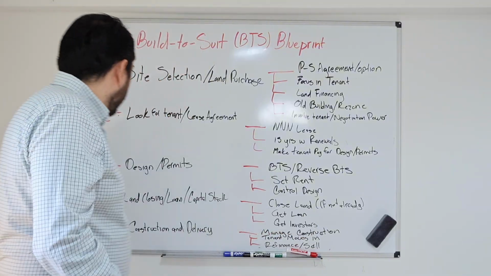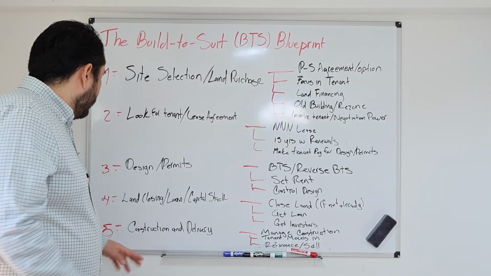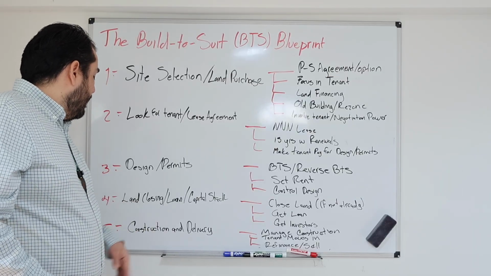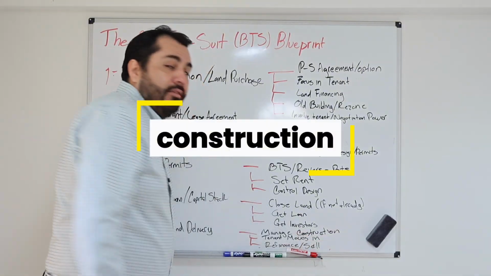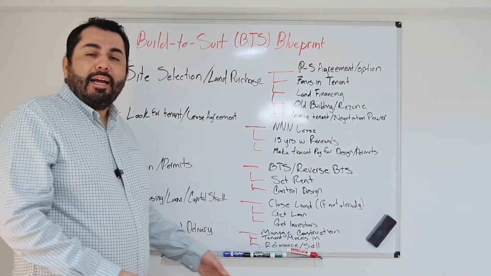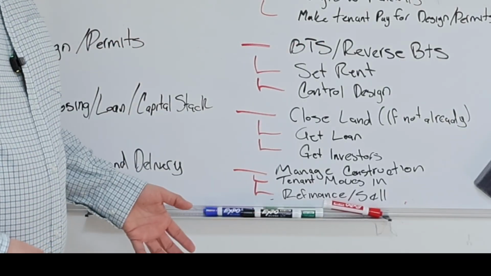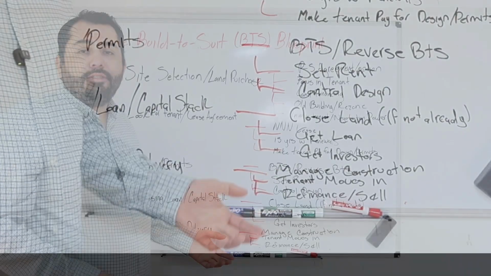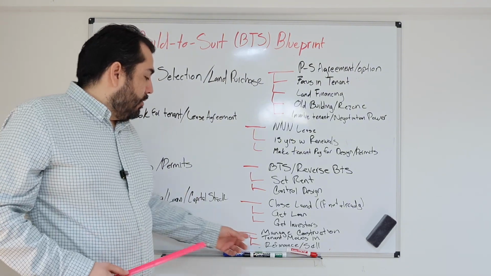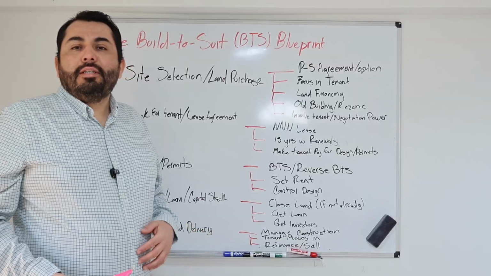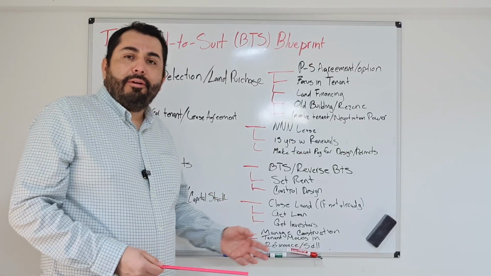Okay, so the fifth thing: once you have all the funds, the loan, and your investors, and you are the owner of the land, then you go for the construction and you manage the construction. You may have your inside team, or you can hire an external team to manage the construction, or you have your general contractor. And then after you finish the construction, the tenant moves in. You deliver to the tenant and he starts to operate.